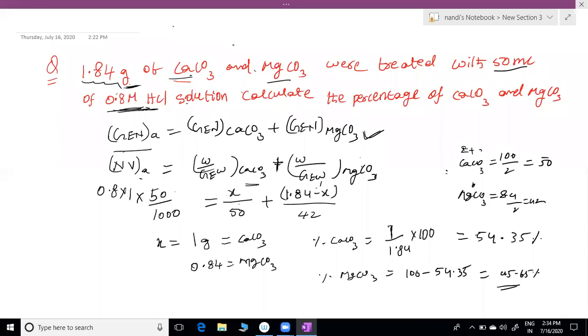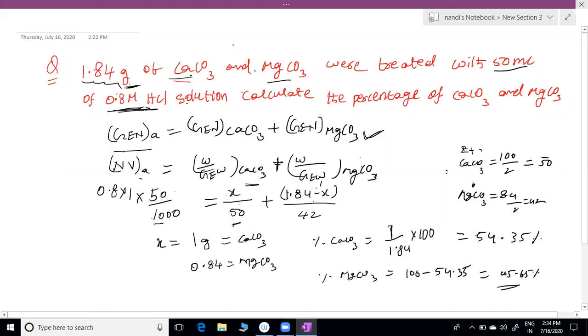Why am I using 1000 here? Because the volume is in ml, that's why I converted to liters. X I am assuming here is calcium carbonate by equivalent weight, 50, equivalents of CaCO3. Weight of magnesium carbonate is 1.84 minus X by its equivalent weight. Now by solving this equation, X equals 1 gram.